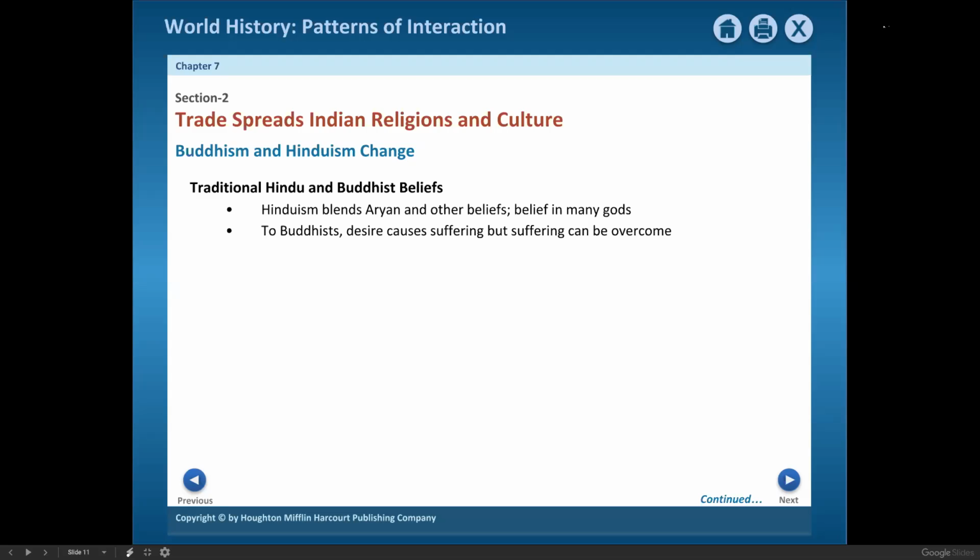Okay. So it says traditional Hindu and Buddhist beliefs. Hinduism blends Aryan and other beliefs, the beliefs in many gods. So that's a big deal for you to write down on your first one, kind of guiding through it. Hindus believed in many gods. What's that called?